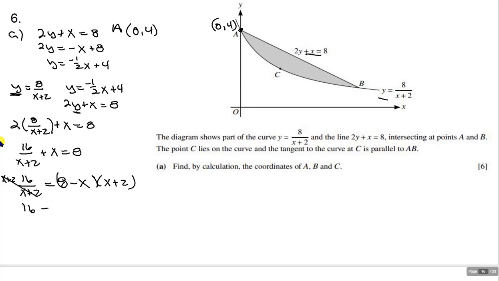So that leaves me with 16 is equal to, let's see, this is going to be a little weird. Let's do it like this. So negative x squared, and then it's going to be, let's see, minus 2x and plus 8x. And then minus 16.